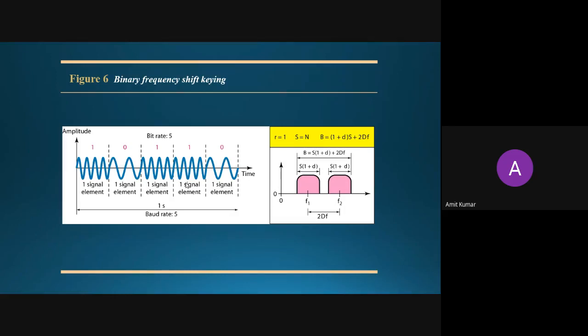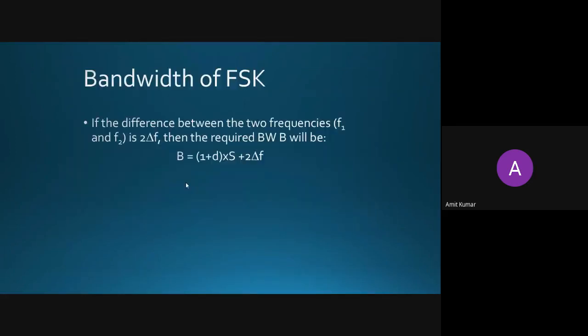Although the bandwidth of the FSK signal is much higher as compared to your ASK signal, it will always be affected by your baud rate and bit rate. So the bandwidth will be given by 1 plus D multiplied by S, plus 2 delta f. This will be the equation for calculating the bandwidth of FSK.